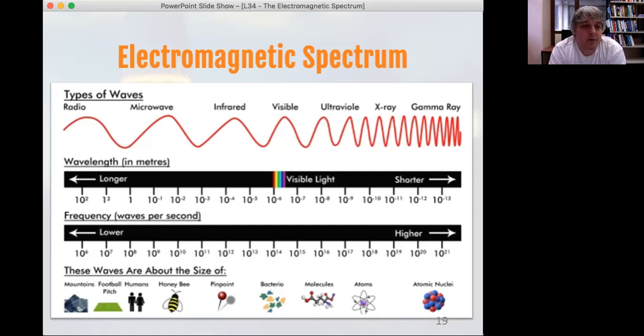And as you move into radio waves, they're the longest kind of electromagnetic waves, and they can be as big as football fields or mountains. They can be up to kilometers in length. So they can be very large indeed.